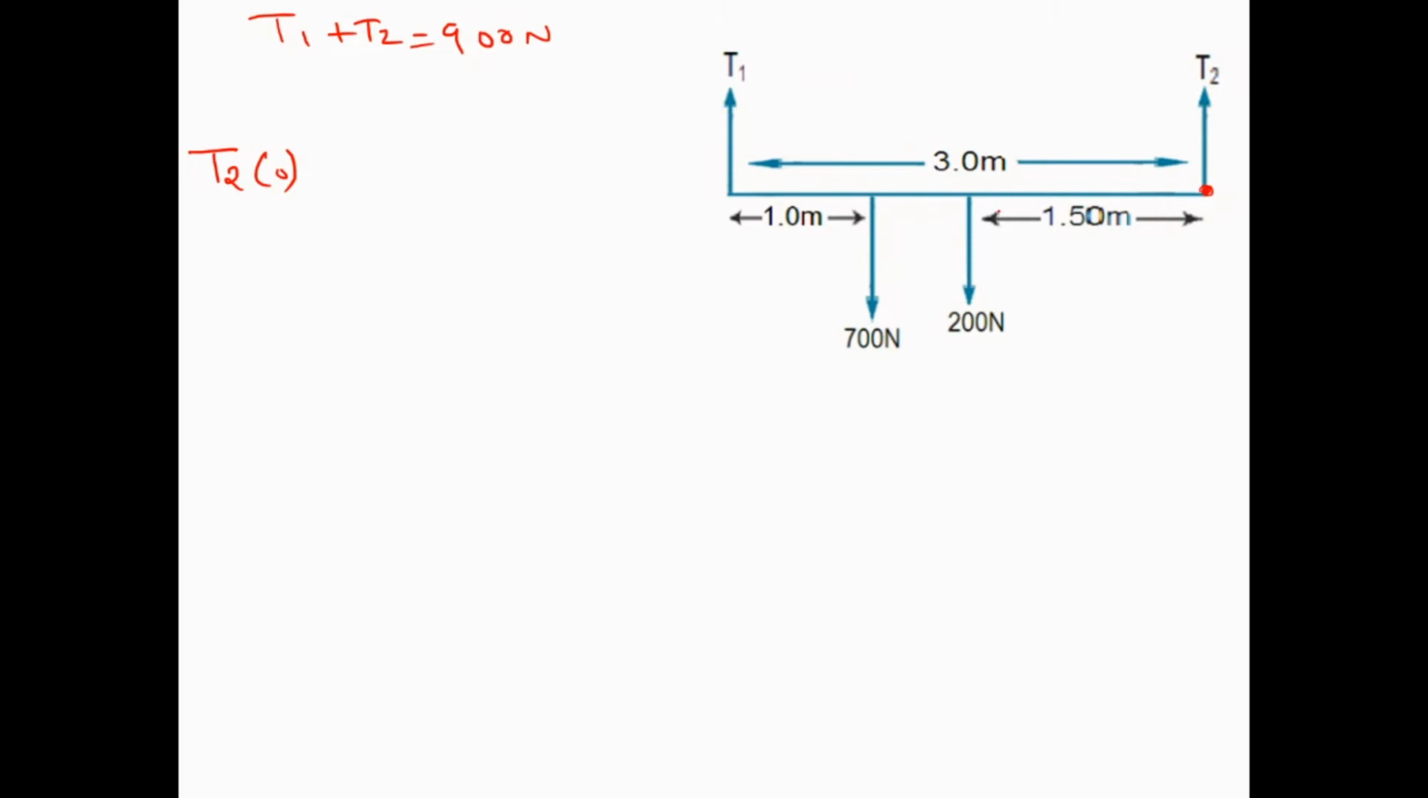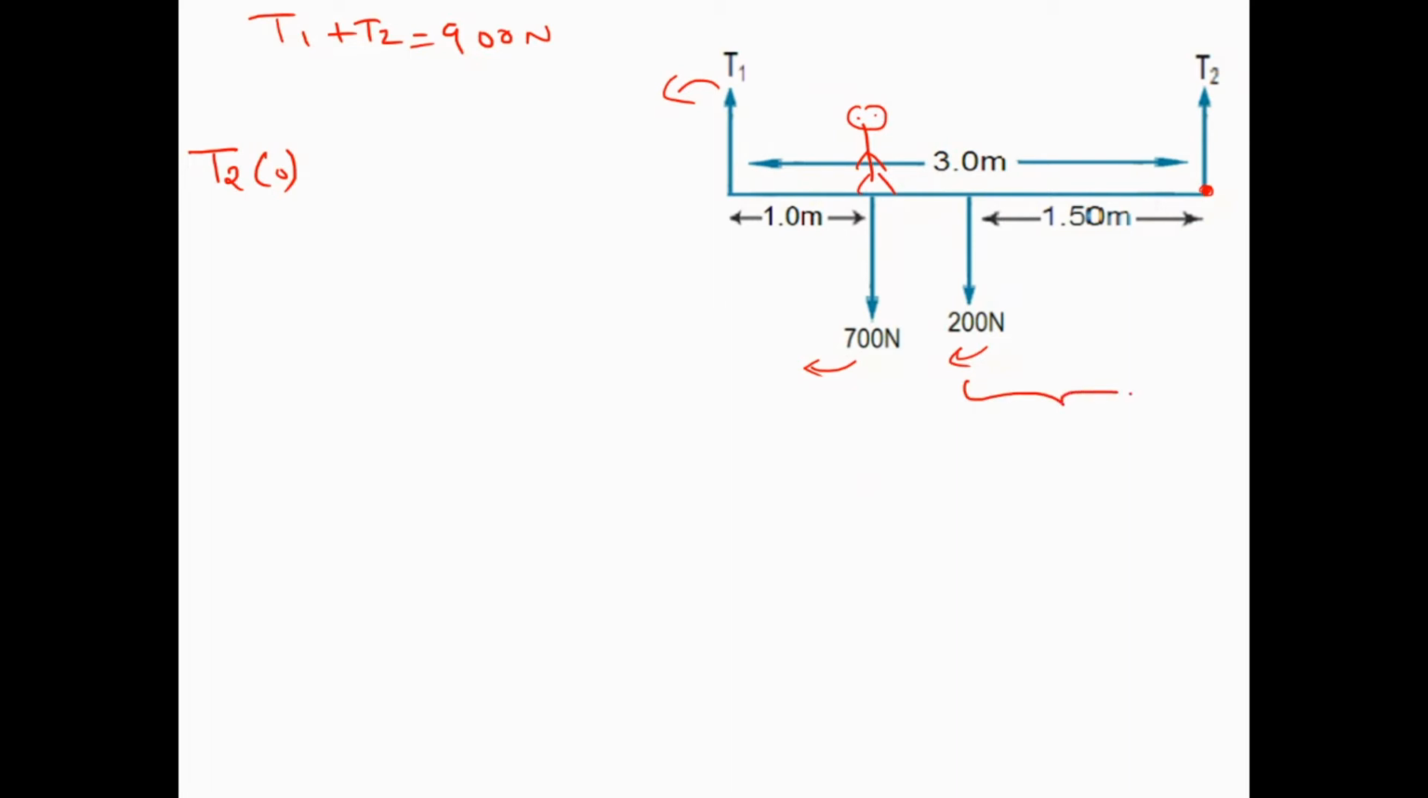So T2 will not have any torque, but this torque is in the counterclockwise direction. These two have the clockwise direction. Am I right? And here that person was standing. Am I right? And we have to apply one by one. So now I'm going to consider 200 Newton.